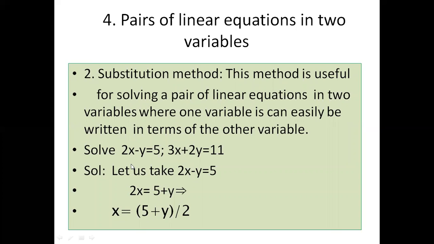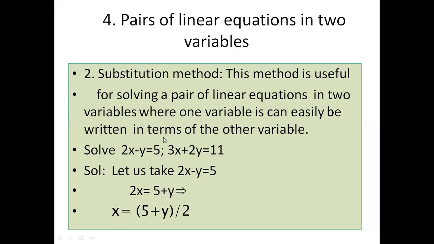You can take any one of the linear equations. I have taken 2x minus y is equal to 5. Now I will convert this complete equation in terms of one variable. That is 2x is equal to 5 plus y, transposing this side, then x is equal to 5 plus y by 2. This x value I have to substitute in the second equation, not in the first. If you substitute in the first equation, you get the same equation again. So you have to substitute this x value in the second equation.